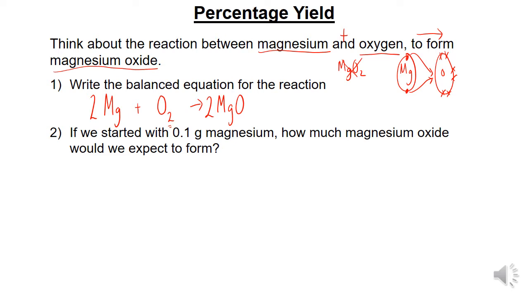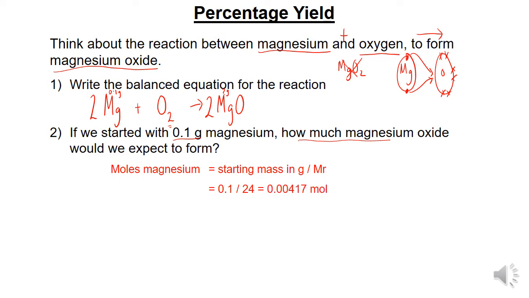Next question then, if we started with 0.1 grams of magnesium, how much magnesium oxide would we expect to form? So we're starting with 0.1 grams of magnesium, and how much magnesium oxide are we going to be making? The first thing we're going to do is calculate the moles of the thing we know the mass of, and that is magnesium. So we work out moles of magnesium by doing the starting mass in grams divided by the relative mass of magnesium, which will be 0.1 grams divided by 24 grams per mole. That's from the periodic table.